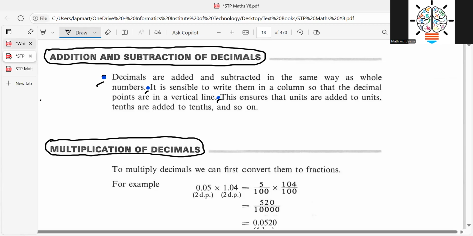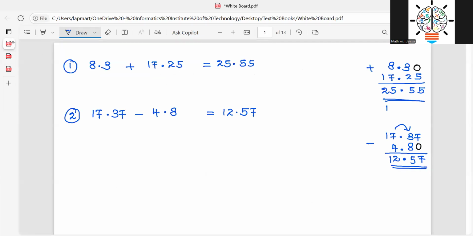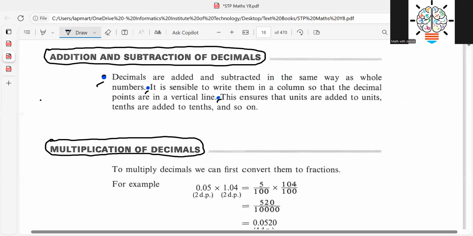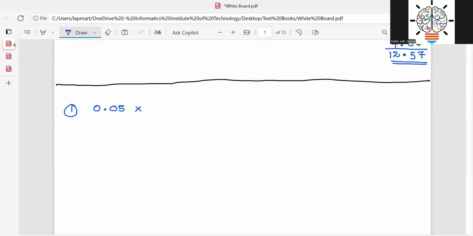So then we will move to the sum, right? So then I segregate this, right? That is all about the addition and subtraction. So then I'm moving to the multiplication. The first example I want to discuss, 0.05 multiplied by 1.04.